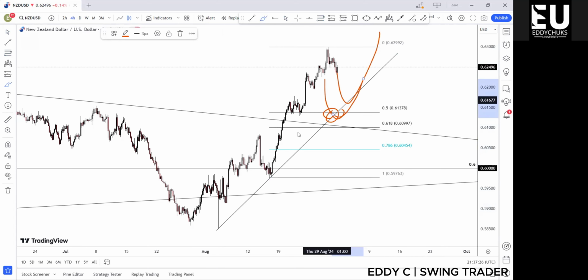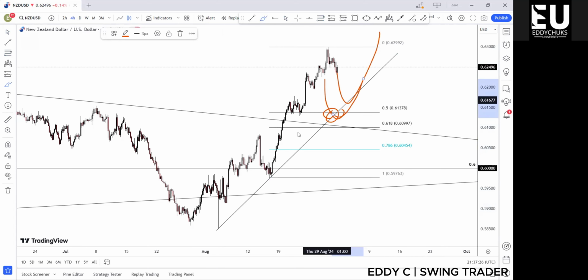So this is my own trade analysis. We still have very much room for this trade to continue all the way to the upside, which will have roughly about 600 pips to the upside. So this is all for NZD USD. Let's move on to the next currency pair, which is the USD CAD.